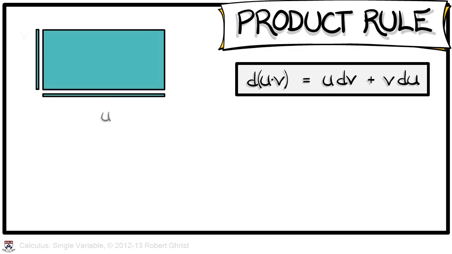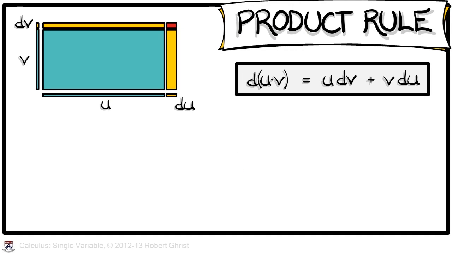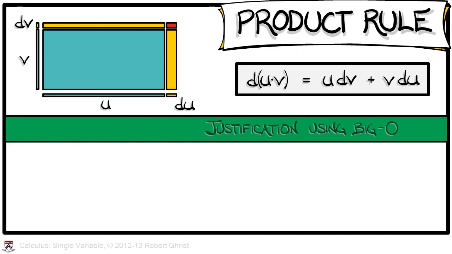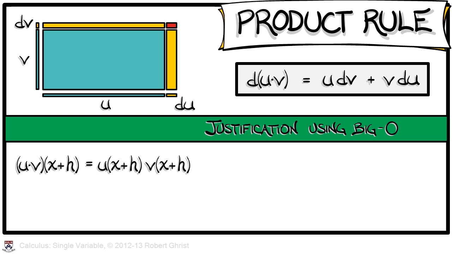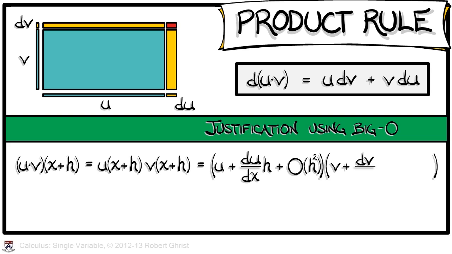Likewise, for the product rule, it's not hard to visualize the first order variation of u times v in terms of du and dv. But to write this out using our language of big O is very simple. If we take u times v and evaluate it at x plus h, that is u at x plus h times v at x plus h, we can substitute in the expansions for u and v and perform this multiplication.